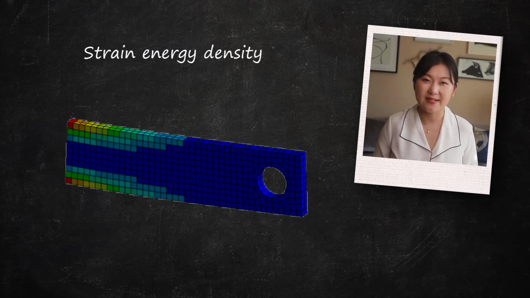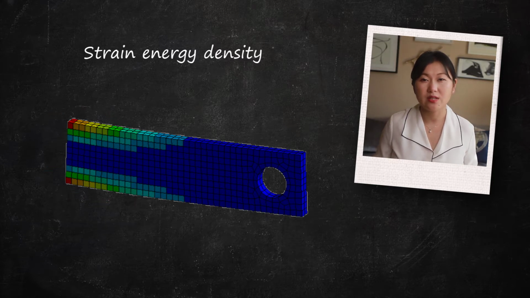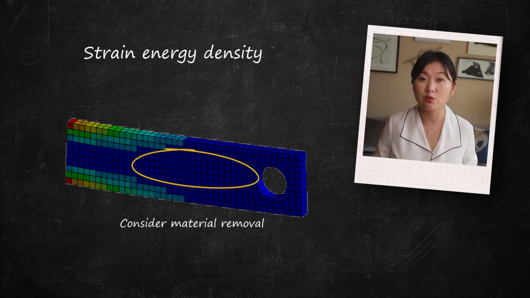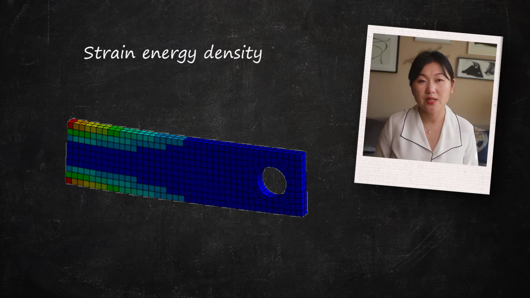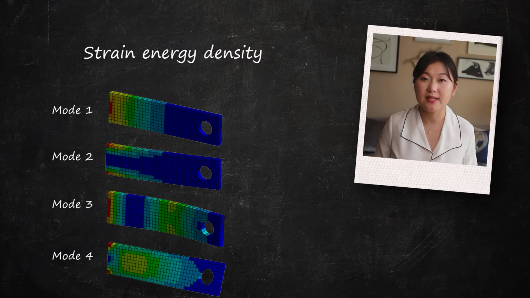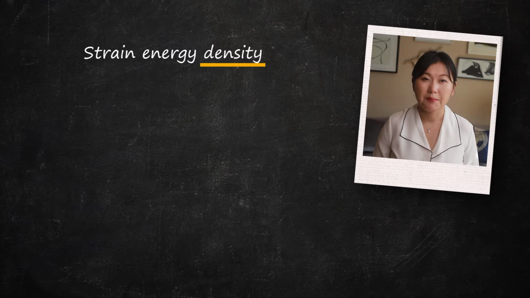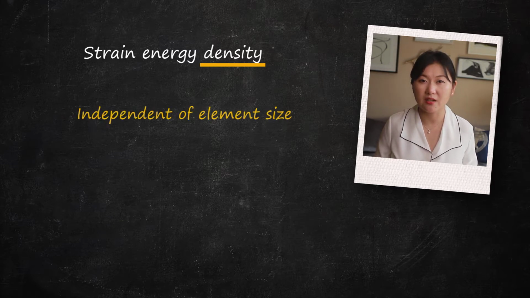Regions of high strain energy density indicate the locations which should be stiffened to increase the frequency for that particular mode. Conversely, areas of low strain energy density are candidates for material removal that may not drastically decrease the frequency of that specific mode. Keep in mind that for each mode, the strain energy density distribution may differ, so we should understand that any change to a design can affect multiple modes differently. Note that we need to extract the strain energy density instead of strain energy, because the strain energy density term is independent of element size, while strain energy is not.